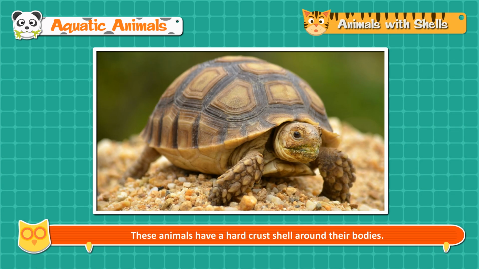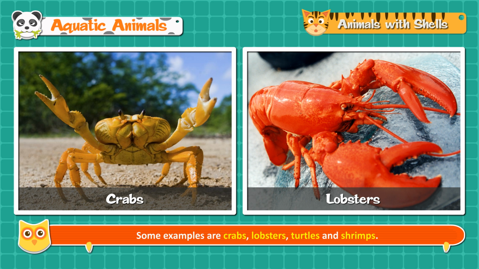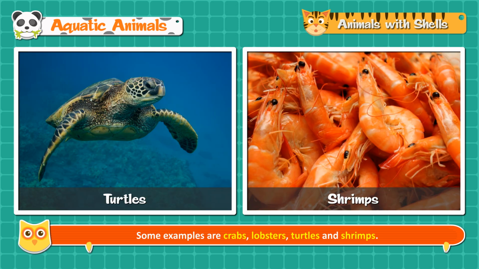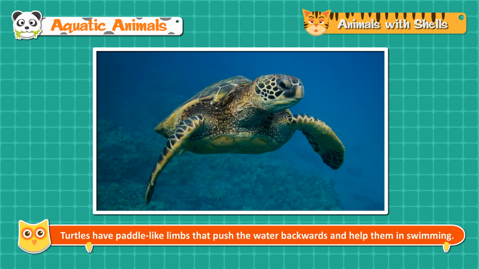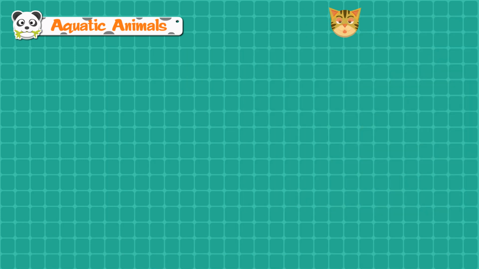Animals with shells. These animals have a hard crust shell around their bodies. Some examples are crabs, lobsters, turtles, and shrimps. The limbs of these animals help them swim in water. Turtles have paddle-like limbs that push the water backwards and help them in swimming.